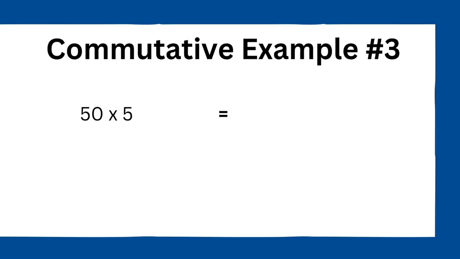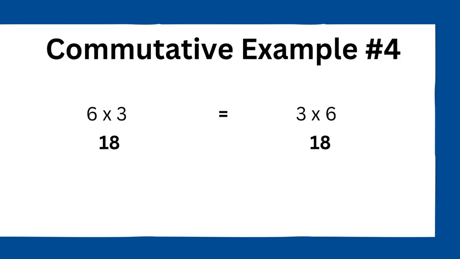Going on to my third example, moving on to the multiplication side of it now. I have 50 times 5 and I get 250. Now, if I want to flip that 5 and 50, I get 5 times 50 instead. And when I solve for this, I still get 250. Going on to my fourth example, I have 6 times 3, and when I solve for that, I get 18. If I swap that 3 and 6, I get 3 times 6, and I still get 18.